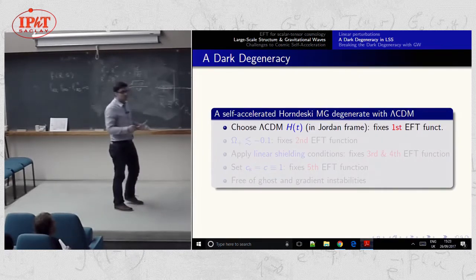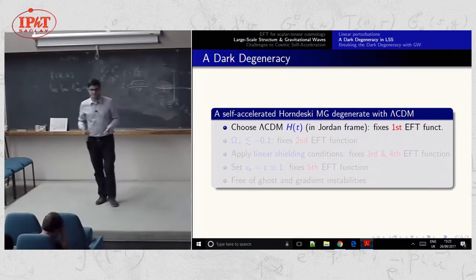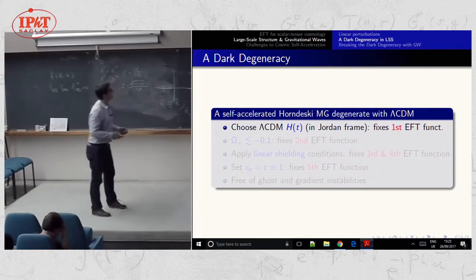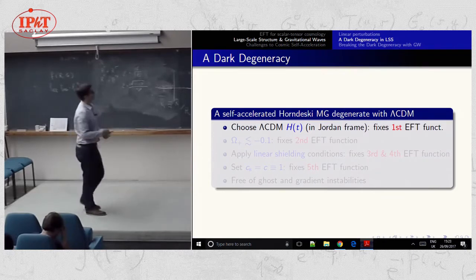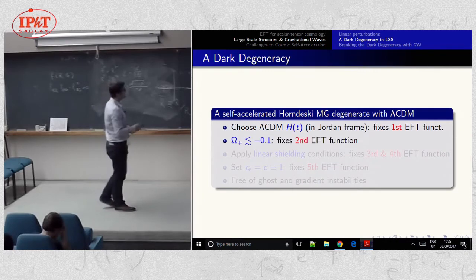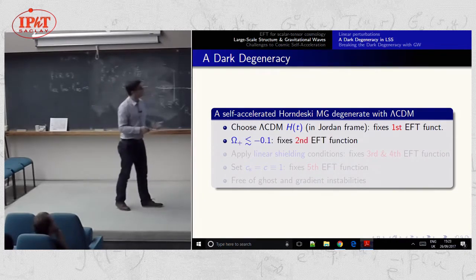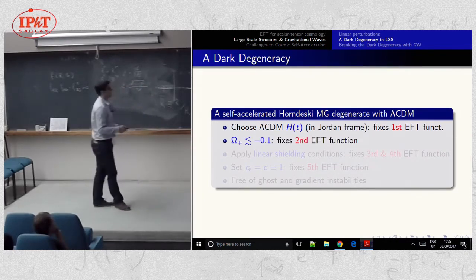And just to show that you can really construct these models, we can do this here. We pick here the 5 EFT functions for our model. The first thing, of course, is the expansion history of lambda CDM. Then we want a second function. And here I want to have a model that is truly self-accelerated.